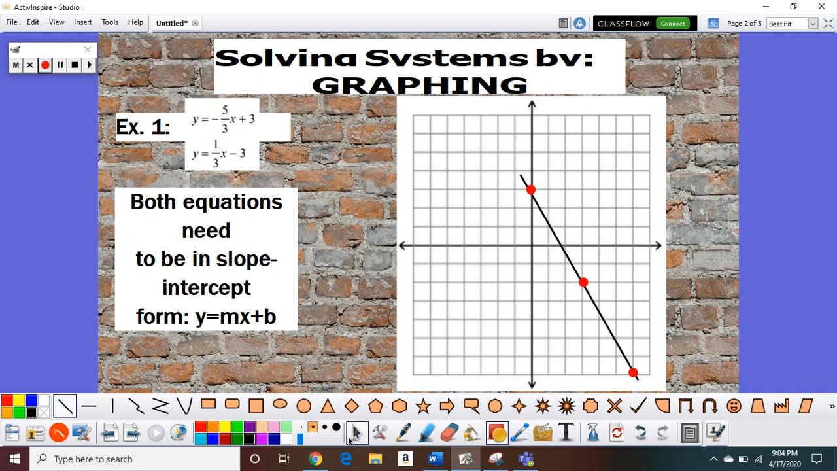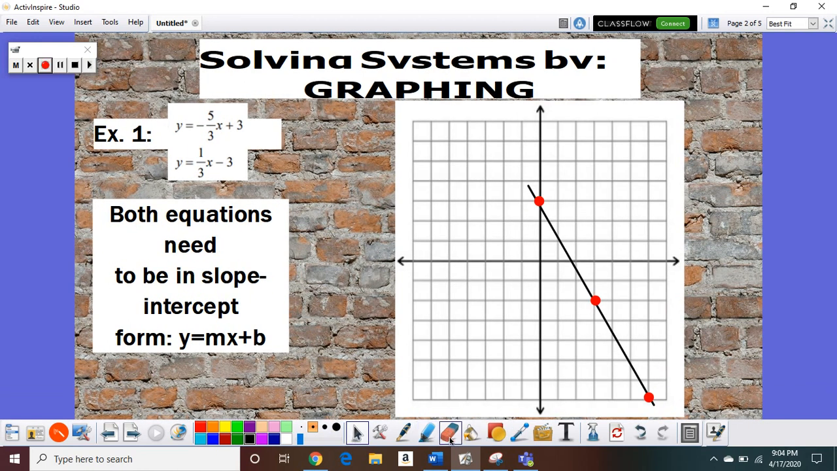Okay? Now I'm ready to graph the second equation, and I'm going to use green for this one. For the second equation, I'm going to start at negative 3. I'm just marking these so you can see which one is which. At this one, my y-intercept is negative 3. So 1, 2, 3, and put a dot.